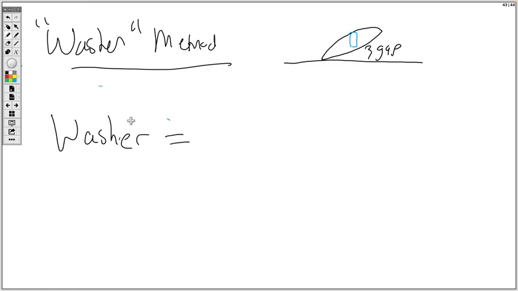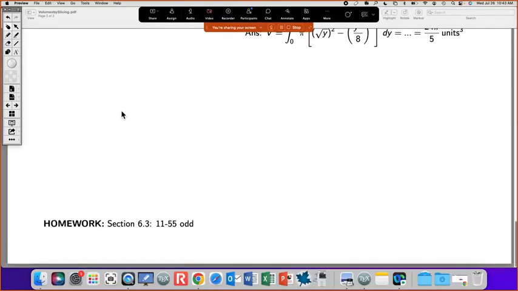So the washer is going to be the volume of the whole minus the volume of the hole. The volume of the whole is going to the outermost curve, and the volume of the hole is going from the rotation axis to the innermost curve. Okay? If you follow those principles, you'll be fine. If you try to memorize formulas for each and every case, you'll go crazy in this section. So just stick with the basics. Okay, that's it for 6.3.